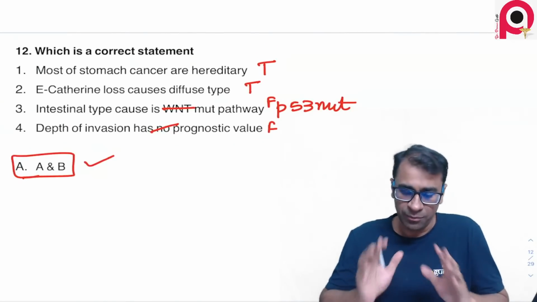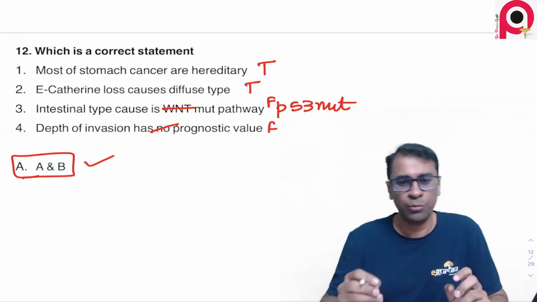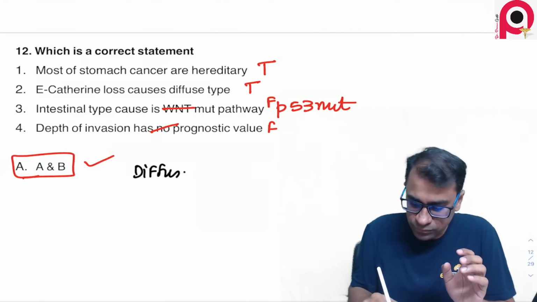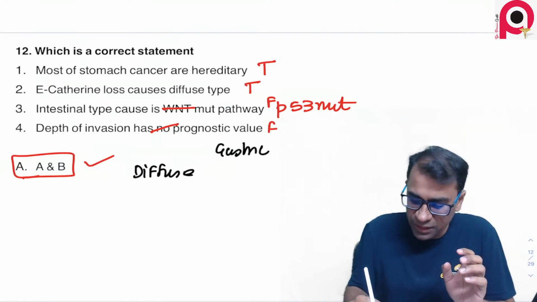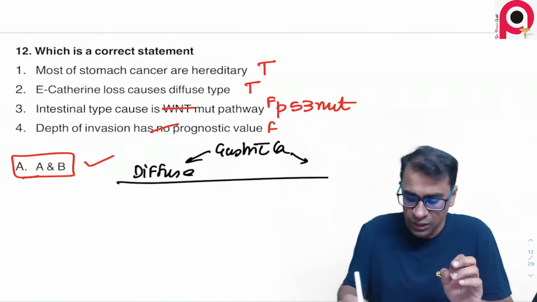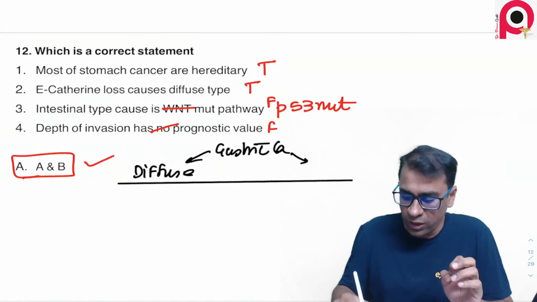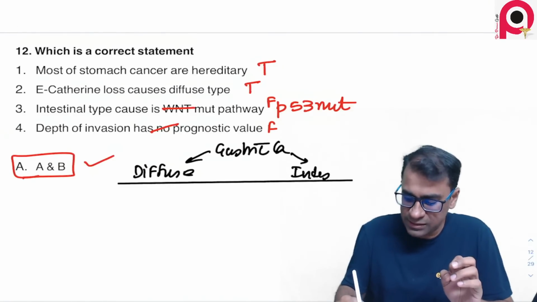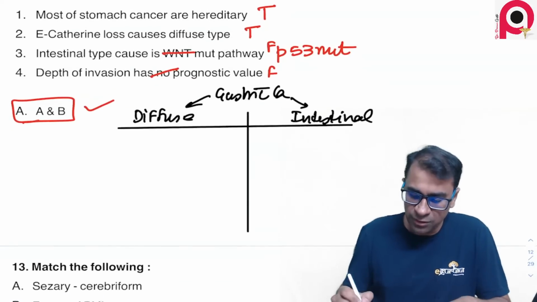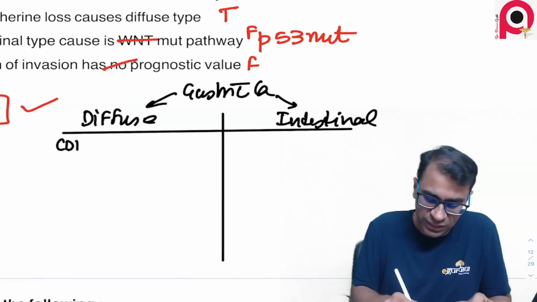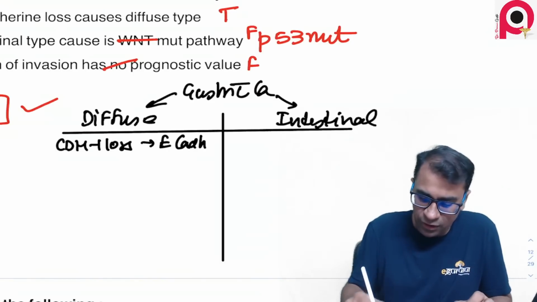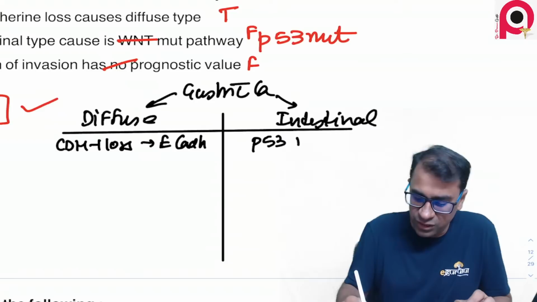Please understand and remember the two types of gastric carcinoma. One of the gastric carcinomas you should be aware of is the diffuse type. I've discussed this topic in vibe. Please understand and do watch vibe before attending the main exam. So diffuse carcinoma, and one of them is the intestinal type of carcinoma. So how to remember this? Remember, diffuse carcinoma is due to CDH1 loss causing E-cadherin loss, and intestinal is due to P53 mutation.